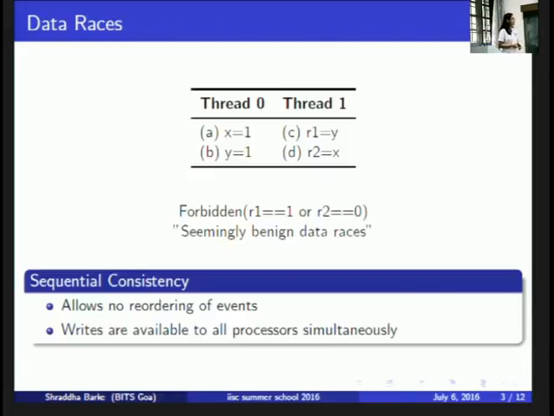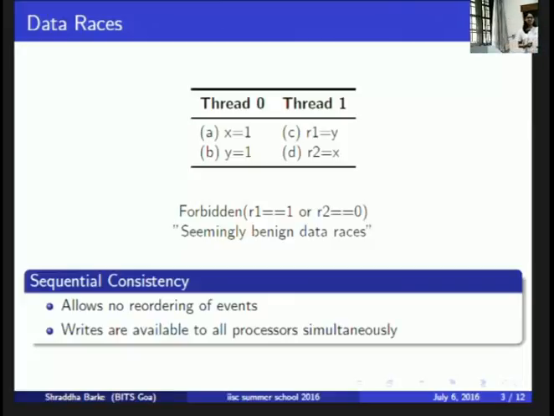Now, the forbidden condition here is that if R1 indicates that the flag is set and the data is ready to be read, then event D is still reading from the initial state. The initial state was 0. It should ideally read from event A. The value here should be 1. So this condition is forbidden. Now, there are certain memory models like sequential consistency in which reordering of events is not allowed. So it can't happen that this will overtake this event. But there are certain relaxed memory models which allow reordering of events, and hence this condition might take place.